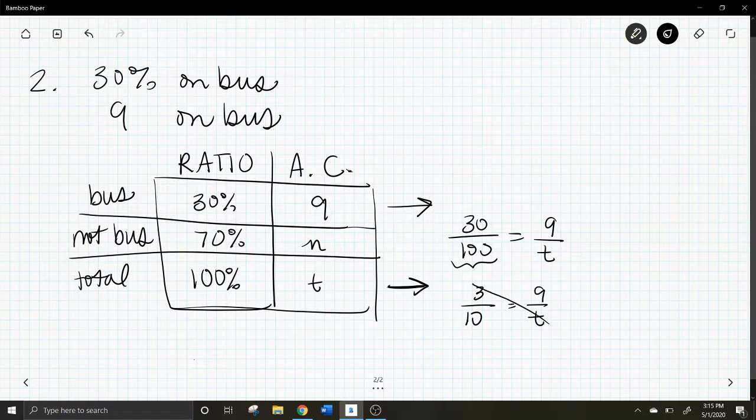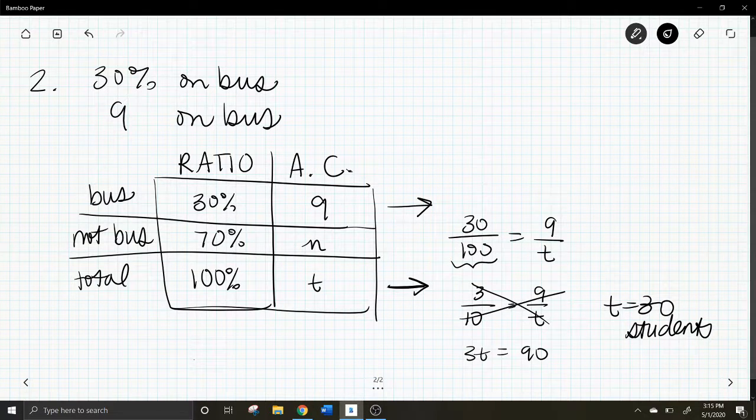So then let's cross multiply. We have 3t equals 90. How do we solve here? We would divide both sides by 3. So t equals 30. So there are 30 students total in the class. And that's the answer to number 2.